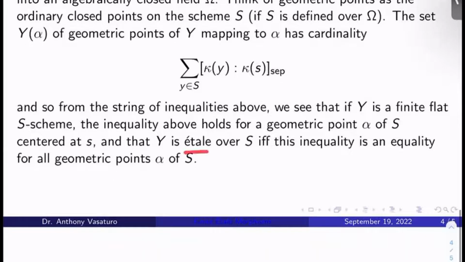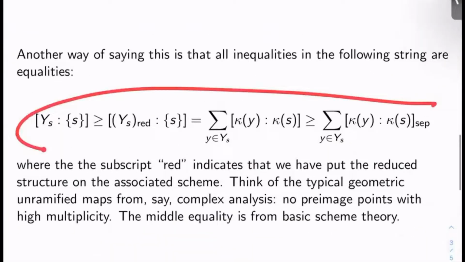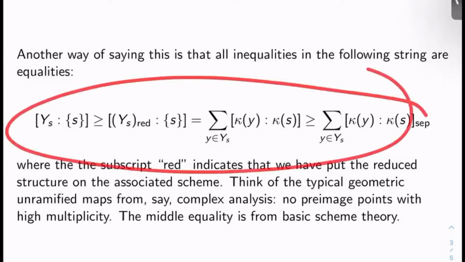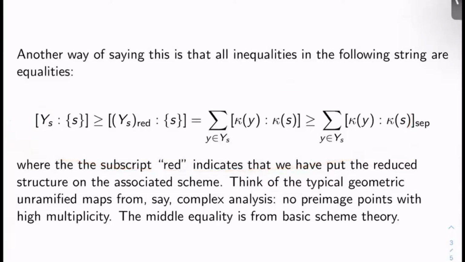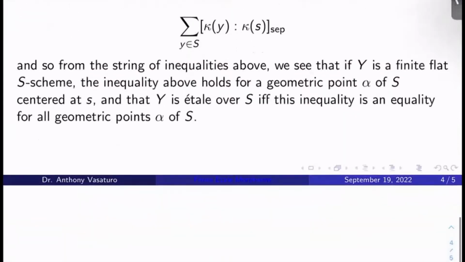And then Y will be Etale over S if and only if this inequality is an equality for all geometric points alpha in S. And so the upshot is, I don't really have to think of this as being an inequality for finite Etale morphisms for all points of my scheme, because I don't really want to think about all points of my scheme if I don't have to. I can just think of this string of inequalities as holding for the usual kind of typical geometric points of the scheme. And so that's nice. That makes things easier to think about. That jives more with our kind of undergraduate intuition about what points are.